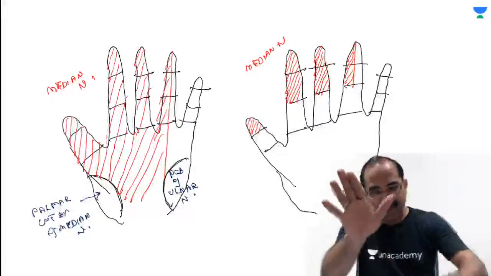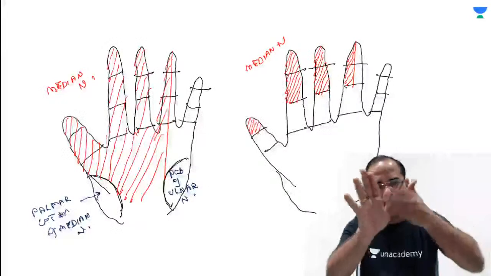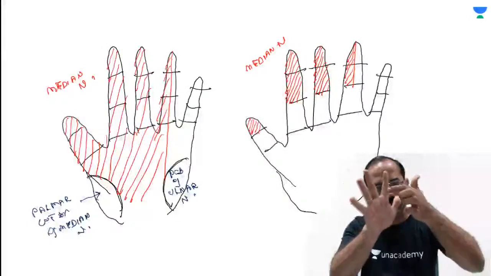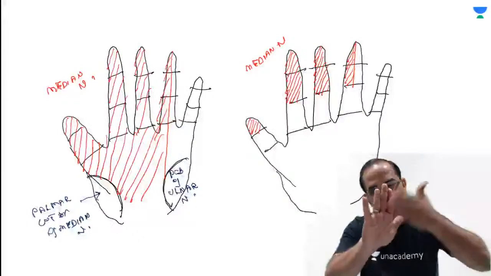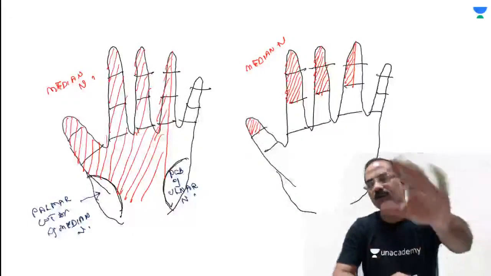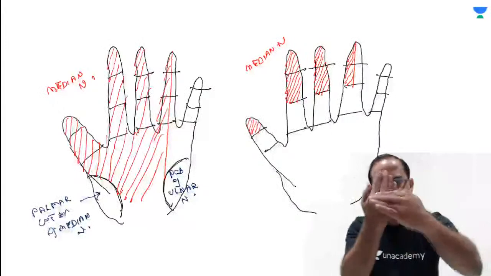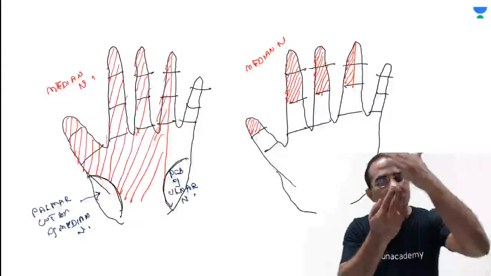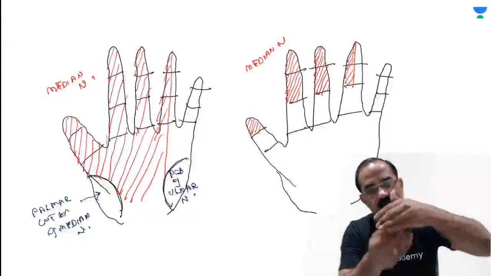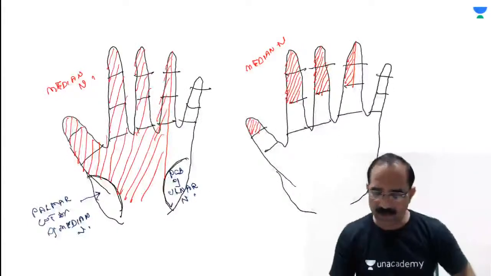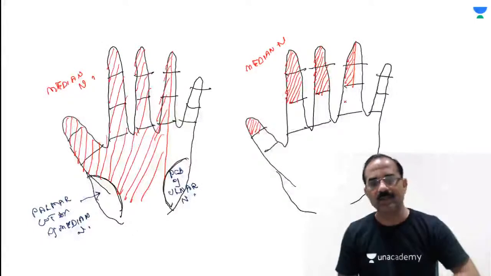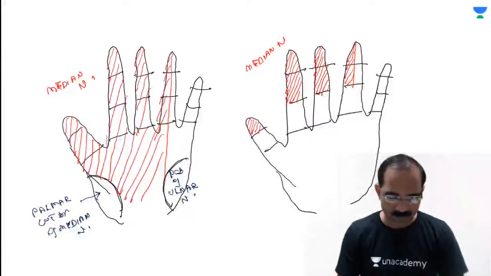मतलब ये सारे phalanges को supply करता है यहाँ पे, all the phalanges, proximal, middle, distal. So it supplies 3.5 fingers on the palmar aspect, all the phalanges. The same median nerve goes to the dorsal aspect. Again it supplies 3.5 fingers except the proximal phalanx. It doesn't supply the proximal phalanx.